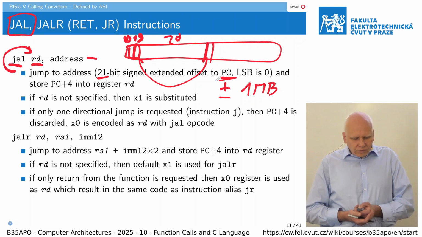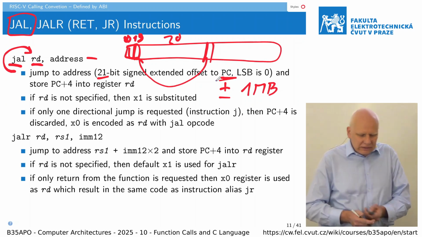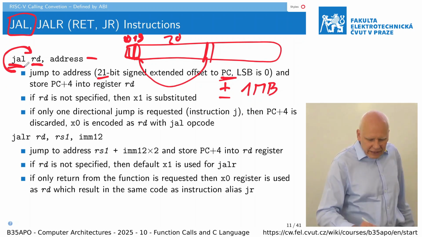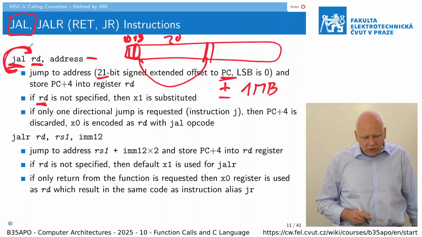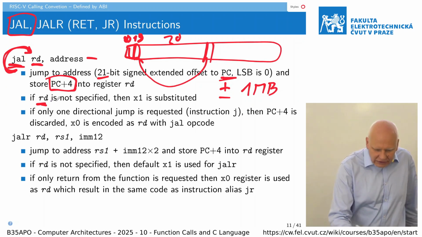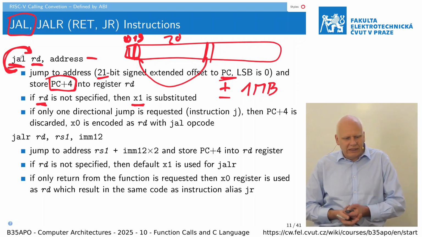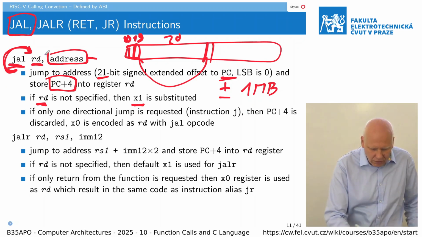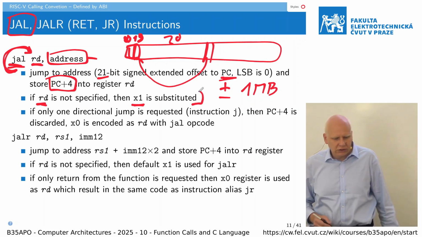So we can branch directly with this single instruction in this range, and this specific instruction has that additional value that it stores the address of the following instruction, so in fact PC plus 4, to the destination register. If it is not specified, if you write only jump and link and the address, then it is stored to x1, or you can explicitly say x1, and this is in fact calling the function.